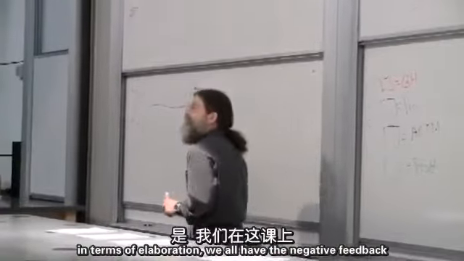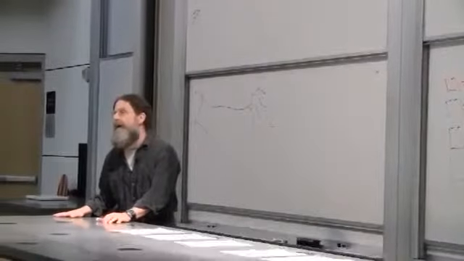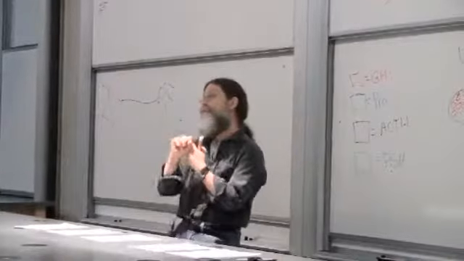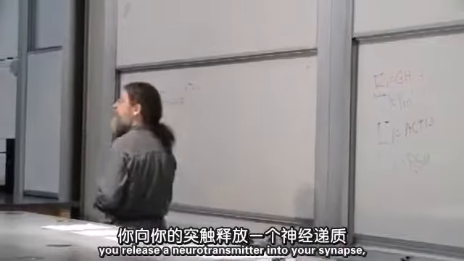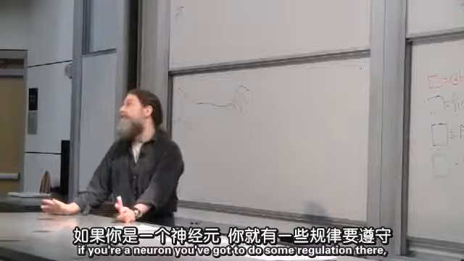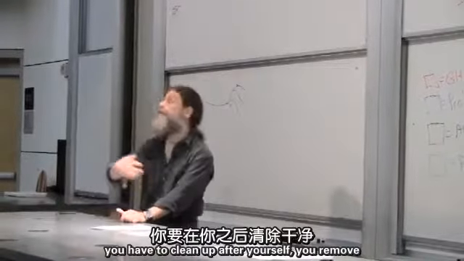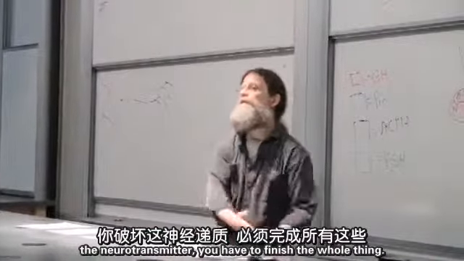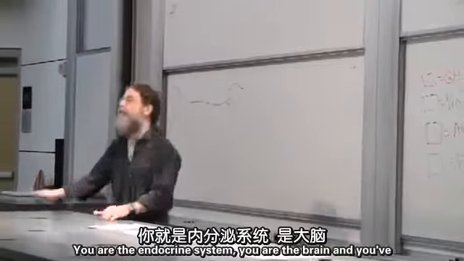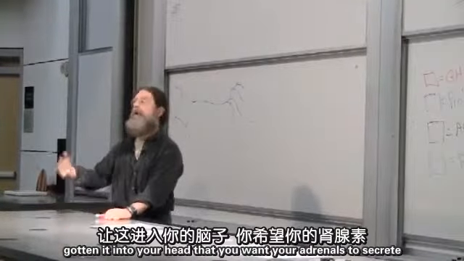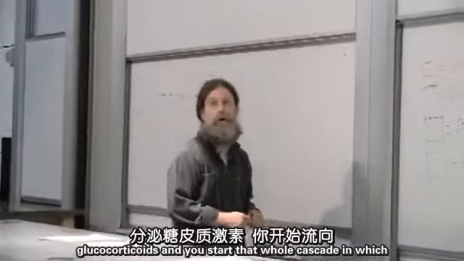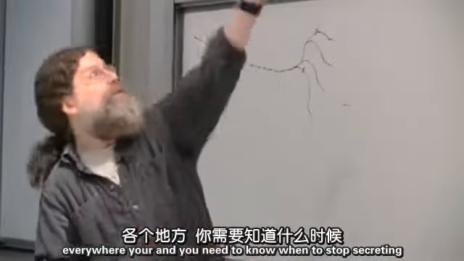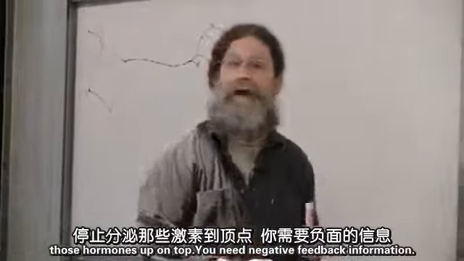Next theme that comes through in terms of elaboration. We all have the negative feedback concept by now that came through throughout the lectures last week, the whole notion that you get excited, you release a neurotransmitter into your synapse if you're a neuron, you have to do some regulation there, you have to clean up after yourself, you remove the neurotransmitter from the synapse, you break down the neurotransmitter, you have to finish the whole thing. You are the endocrine system, you are the brain, and you've gotten it into your head that you want your adrenals to secrete glucocorticoids, and you start that whole cascade in whichever way, and you need to know when to stop secreting those hormones up on top. You need negative feedback information.